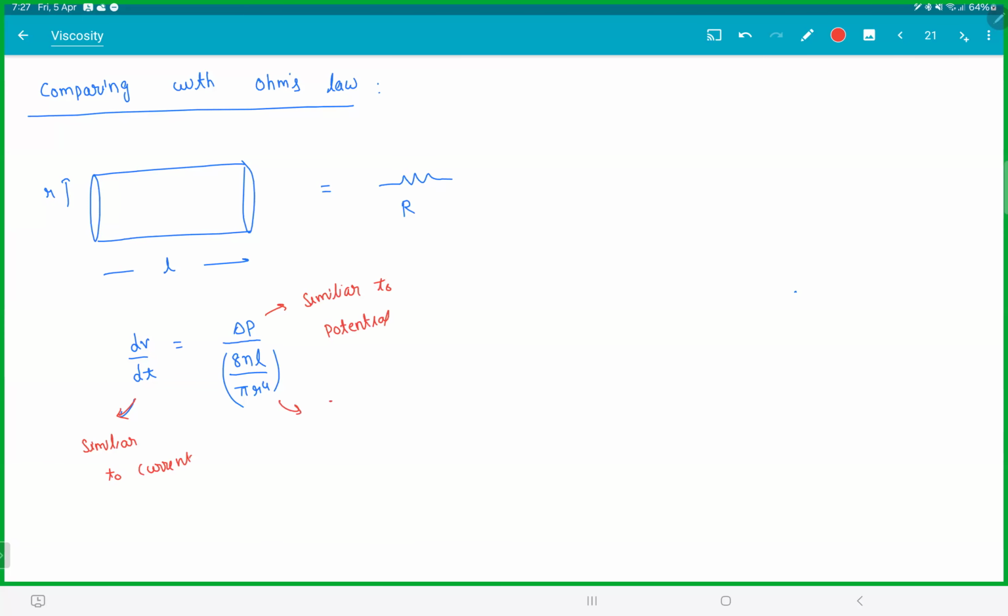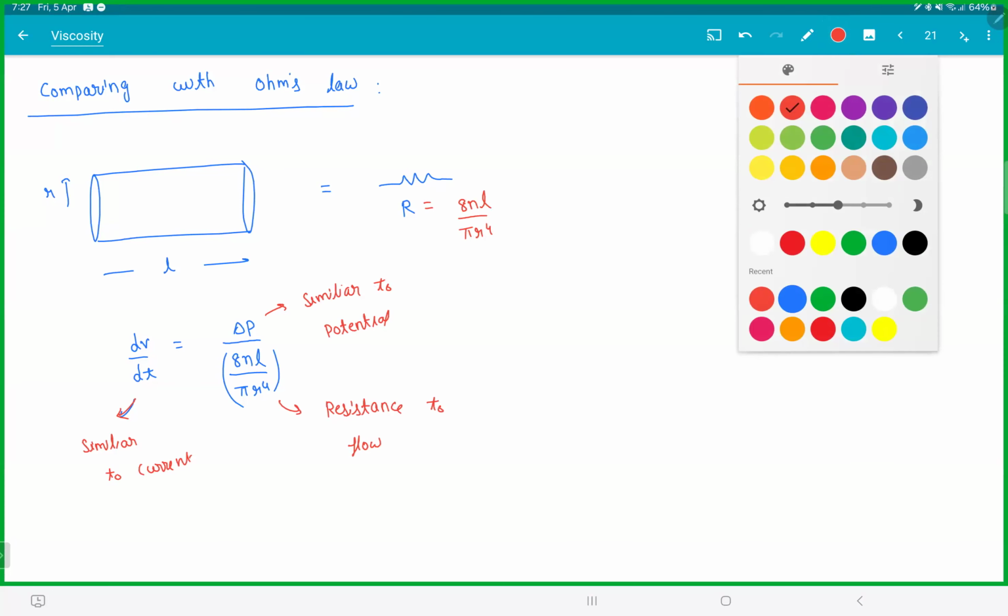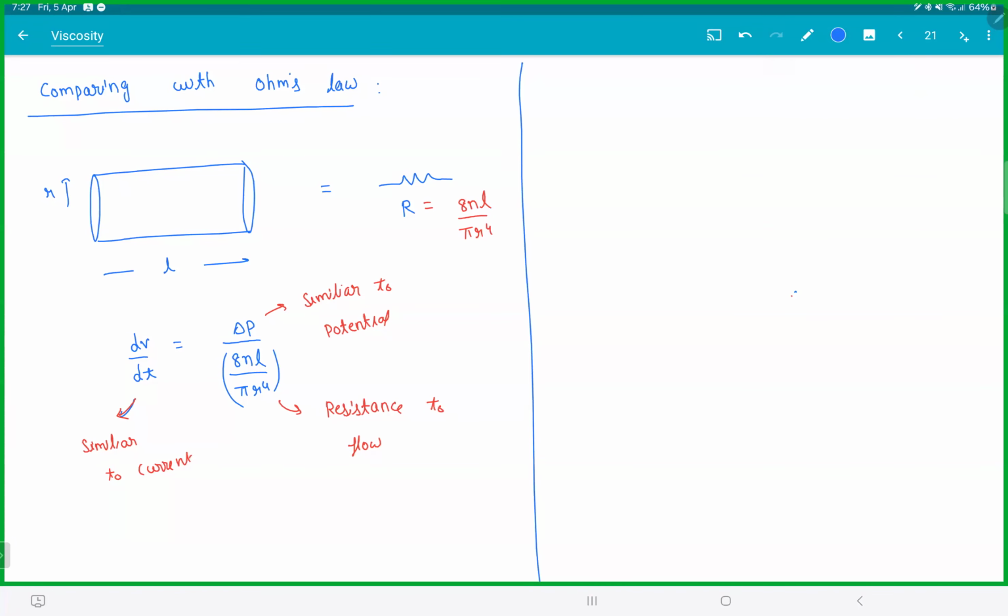So this term looks like thermal resistance. This is the resistance to liquid flow. So you can replace this whole thing with the formula 8 eta L by pi R power 4. So whenever you have pipes, you can just replace them with this resistance and solve it like circuits, which we did in heat transfer. Everything you did there works.